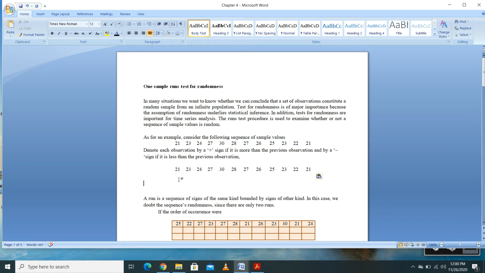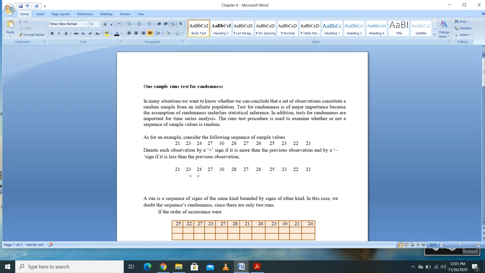Now for an example, if you take 21, when you are running this one sample runs test, there is no sign for the first observation because we don't have a previous observation for the first one. So we have to start from the second observation. So we go to the second observation, 23. The previous observation is 21, so 23 is larger than 21, and we denote a plus sign there. Then the next observation, 24, is larger than 23, so we denote a positive sign.